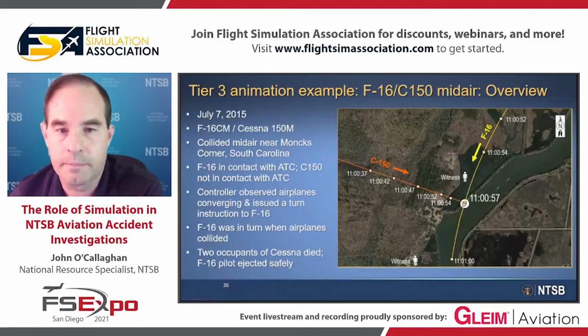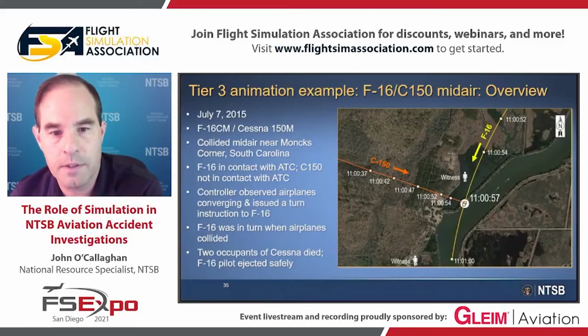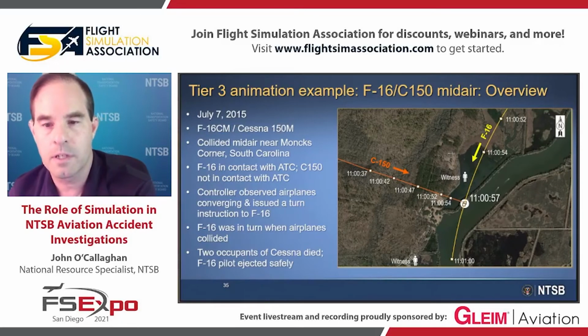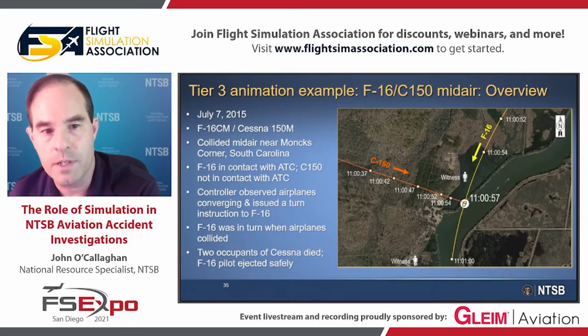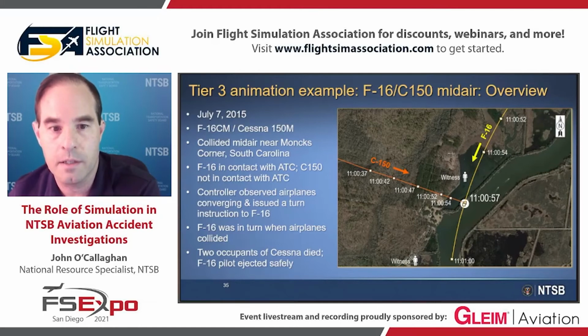Moving to our fourth accident, the investigation of a midair collision between an F-16 and a Cessna 150 is an example of how the NTSB used FSX to create animations of the cockpit views from each airplane prior to the collision. The collision occurred on July 7th, 2015 near Moncks Corner, South Carolina. The F-16 was in contact with air traffic control, but the Cessna was not. The controller noticed the airplanes converging and instructed the F-16 pilot to turn south. Unfortunately, this maneuver turned the F-16 into the flight path of the Cessna, and the airplanes collided. The pilot and passenger of the Cessna died, and the F-16 pilot ejected with minor injuries.